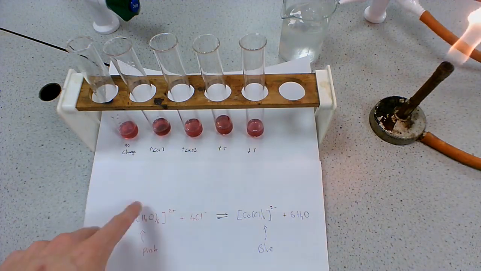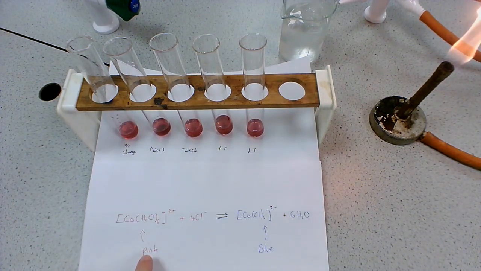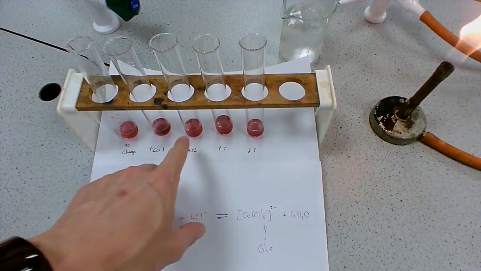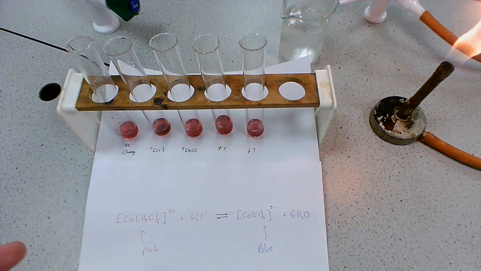So this hydrated cobalt is pink, and this cobalt chloride is blue. And what we're seeing, this sort of purply colour, is a mix of the two, because obviously both reactions are occurring. And dynamic equilibrium will shift position to counteract any change in conditions, and that's stated by Le Chatelier's principle.